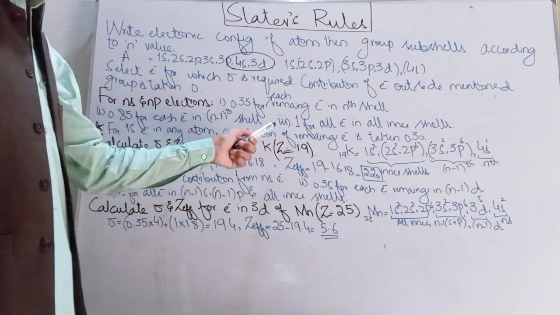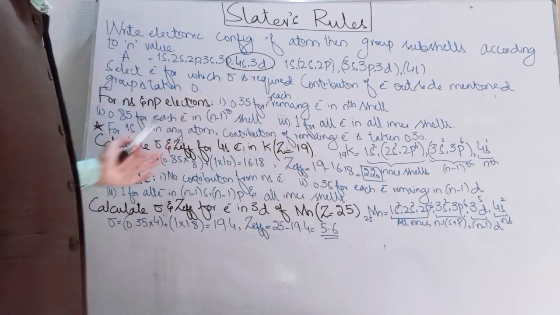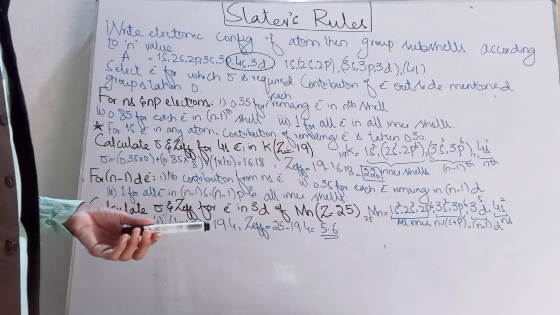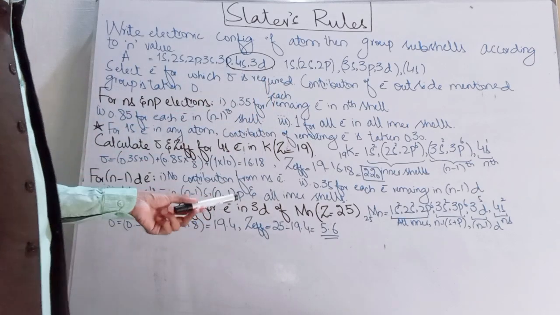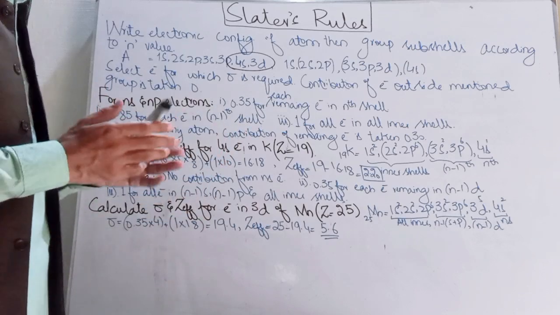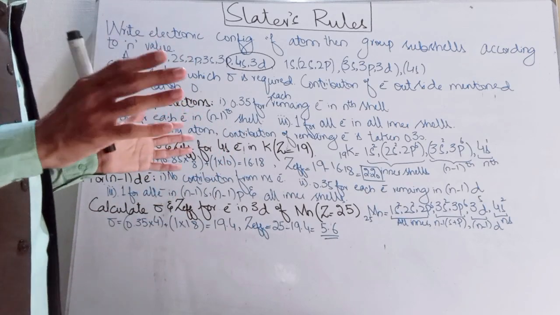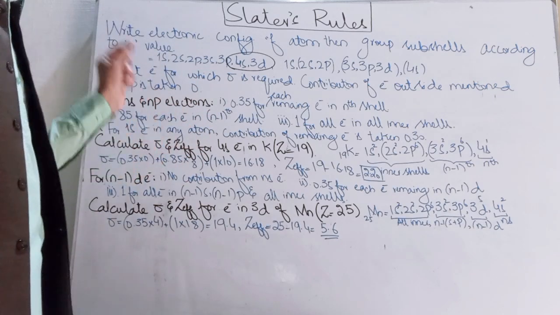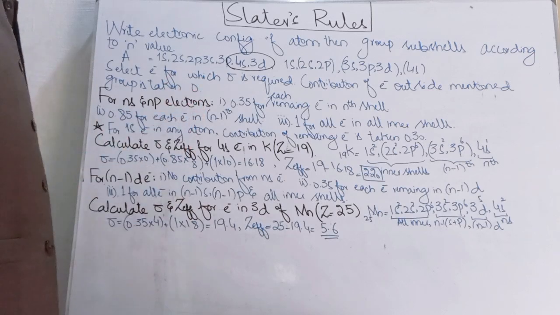And the third rule says that 1 is the value for all the electrons present in the inner shells. Here the only inner shell is 1s, so a contribution of 1 is taken for each electron present in the inner shell. There may be a greater number of inner shells, but you have to sum all the electrons and then multiply them with 1, because the contribution of all inner shell electrons is taken as 1.